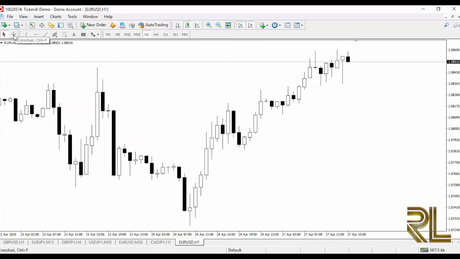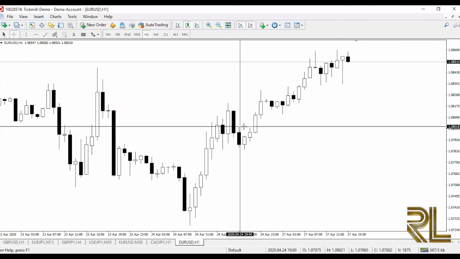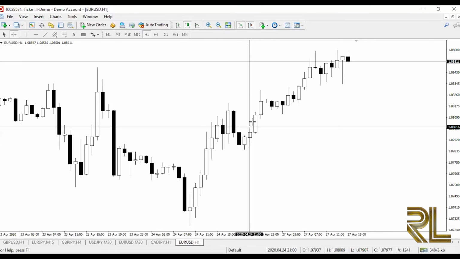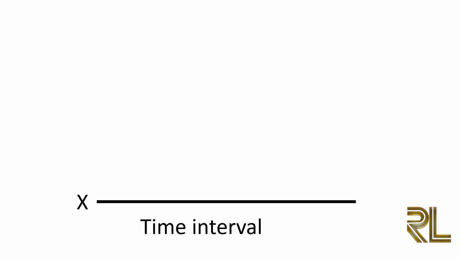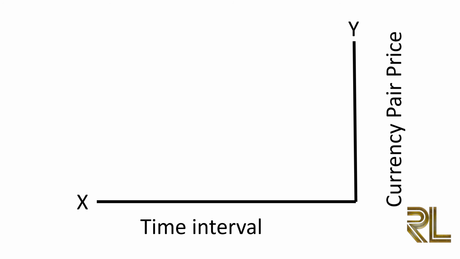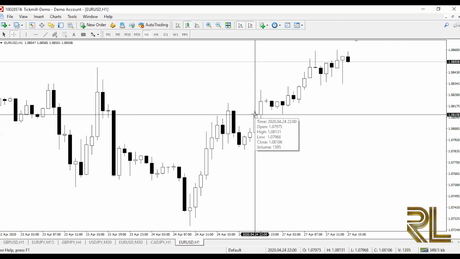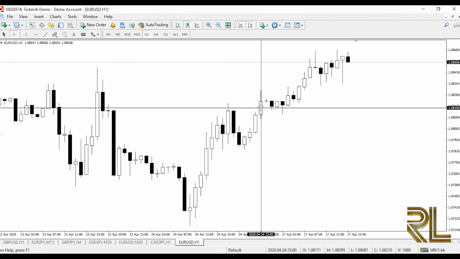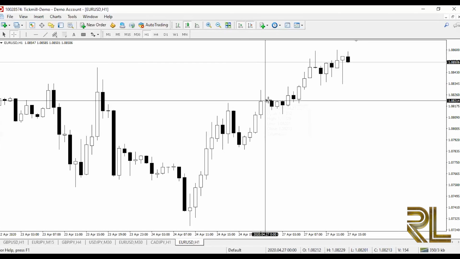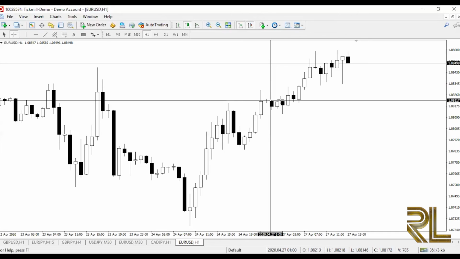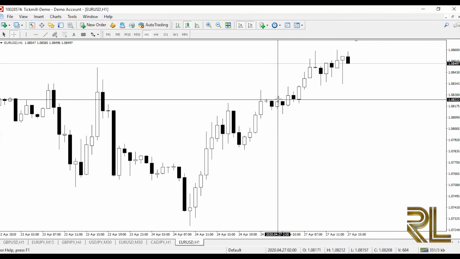Firstly, you have to understand that these individual bars or candlesticks only represent one time frame. Let's have a look at the following image that shows each bar represents 1 hour. The x-axis represents a time interval, and the y-axis represents the currency pair price. Each single bar represents the high and low of that 1 hour period, the entry price, and the exit price at the end of the hour. Each bar can be represented in all sizes and lengths.